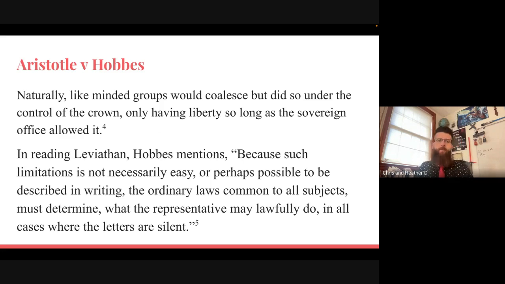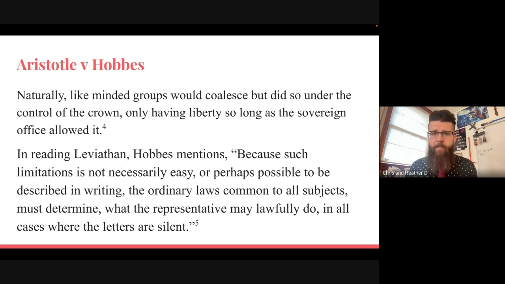I did some more research this week and looked into Hobbes's Leviathan, and he mentions that such limitations are not necessarily easy. Basically, it's not really easy to put limits on what groups can form and which ones can't, or perhaps possible to be described in writing. The ordinary laws common to all subjects must determine what the representative may lawfully do in all cases, whether or where the letters are silent.